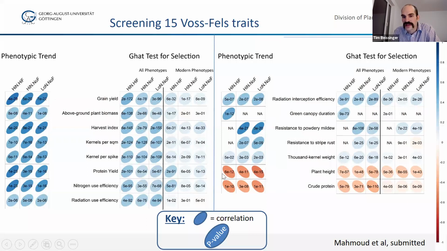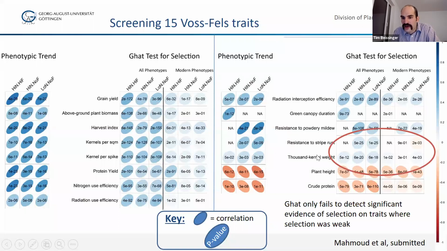So this was exciting, and only in the case where there was weak selection, or weak evidence of selection in the first place, such as on 1,000 kernel weight and resistance to stripe rust, do we start to lose significance for GHAT when we apply that test to only modern data and not old data.